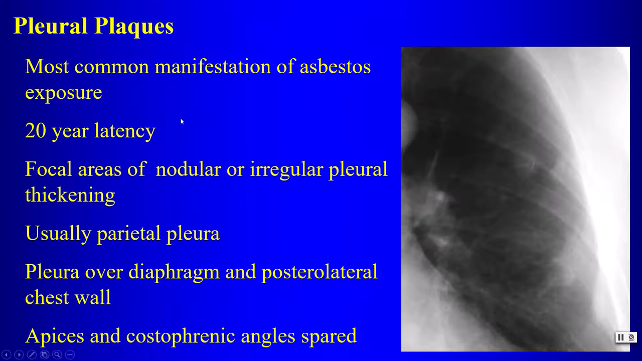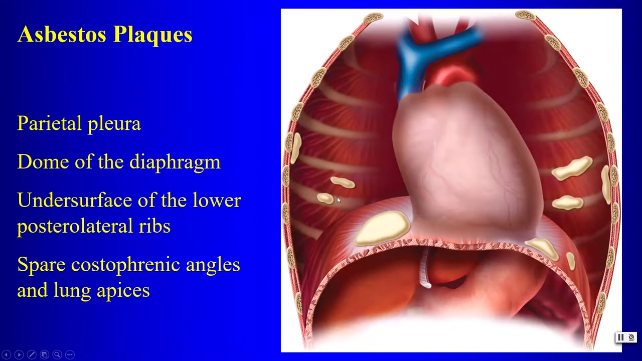Pleural plaques, also very common from asbestos exposure, 20-year latency period. You can have focal areas of nodular or irregular pleural thickening. You can easily mistake these for nodules or metastatic disease. It usually involves the parietal pleura and also characteristically the pleura over the diaphragm. The apices and costophrenic angles are spared. So often we can see these plaques very close to the ribs, related to the ribs and over the diaphragmatic surface. So that's the location of these pleural plaques.